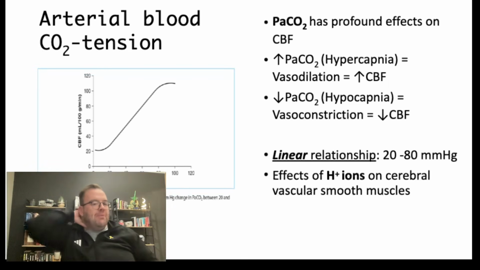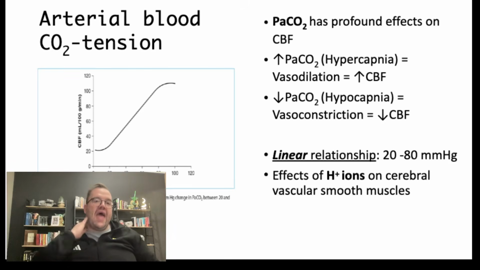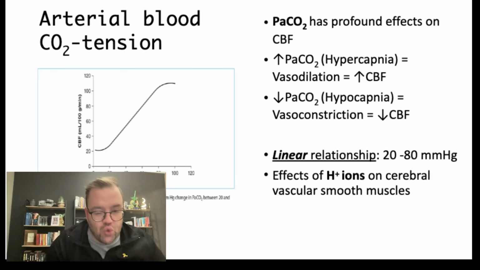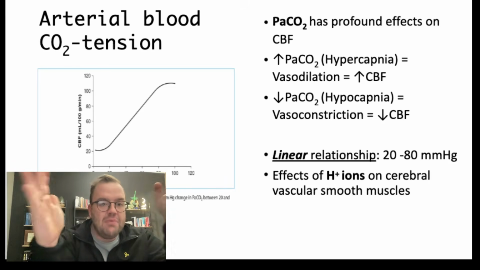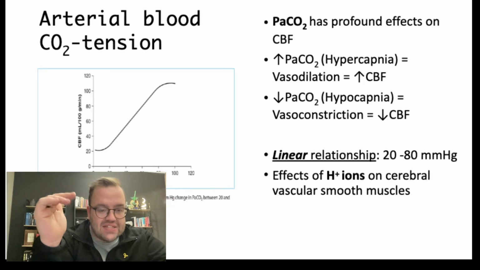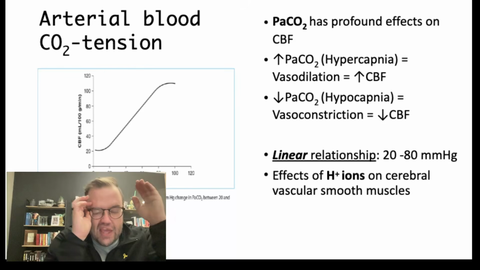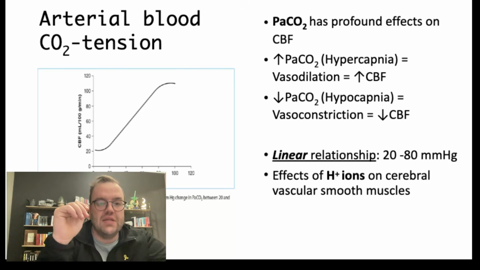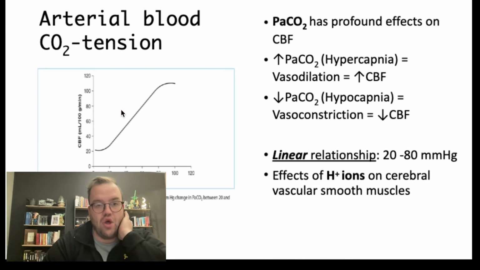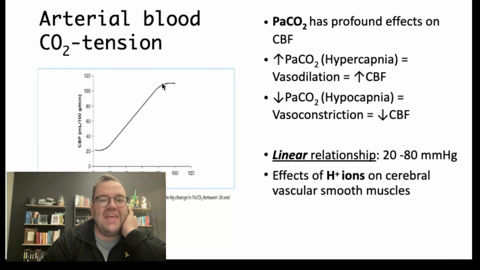So what does that mean? That means that between an end-tidal CO2 or a PaCO2 of 20 to 80 millimeters of mercury, as that CO2 increases, the cerebral blood flow will increase in step with that in a linear relationship, okay? And it's only when the PaCO2 goes above 80 or drops below 20 that you lose this regulation curve.